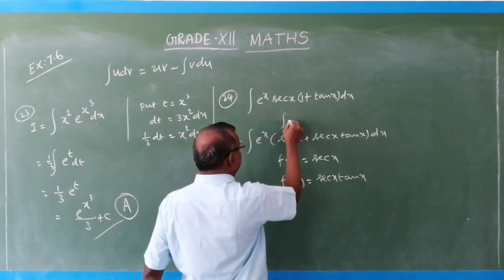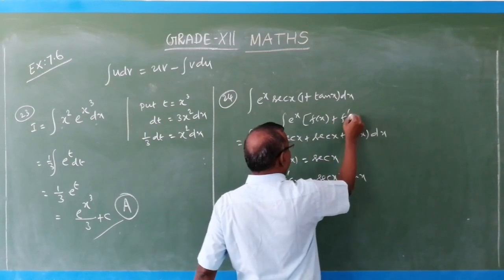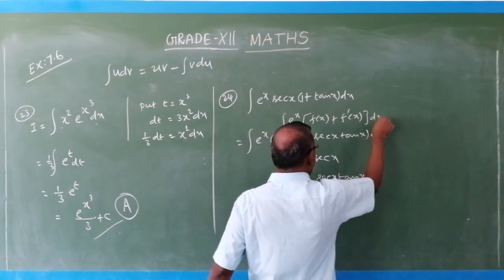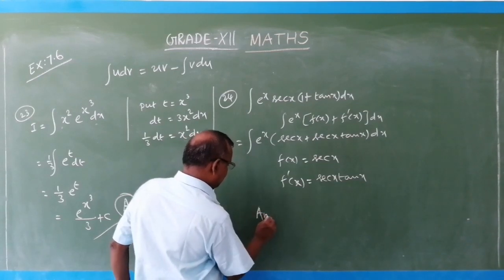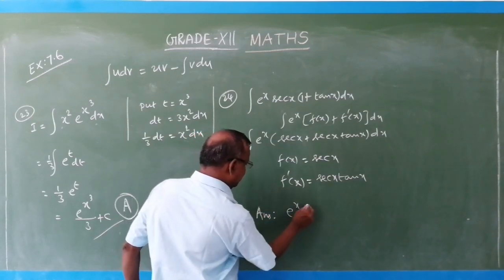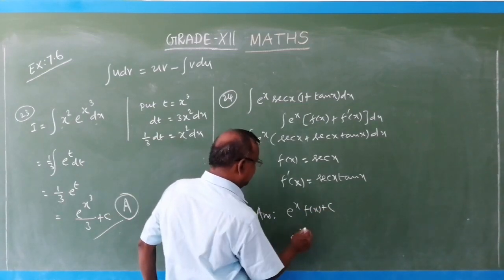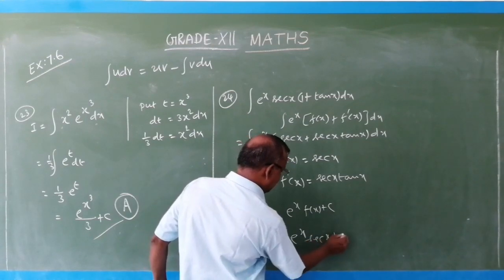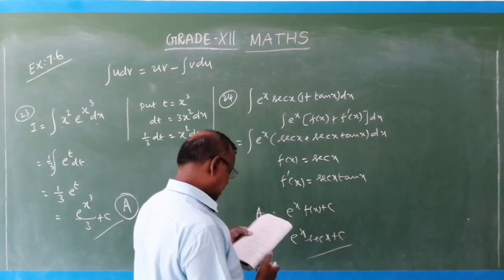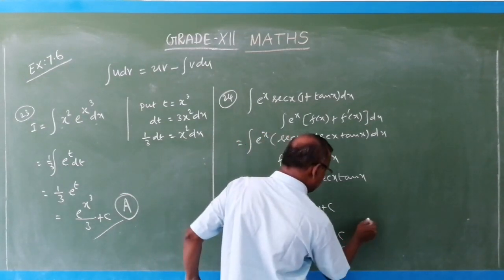So, this is in the form of integral e power x into f of x plus f dash of x into dx. So, the answer is e power x into f of x plus c, that means e power x into secant x plus c. So, the option is B.